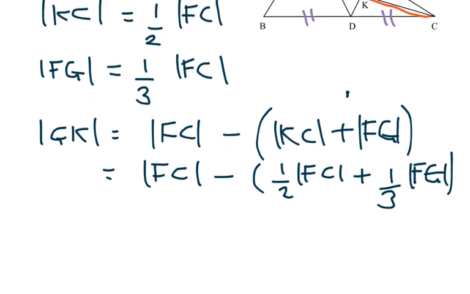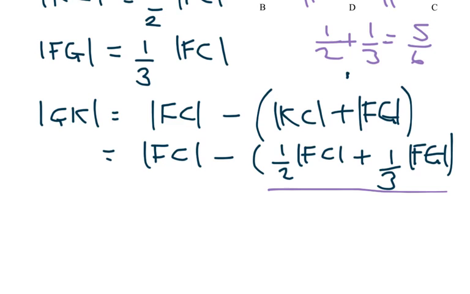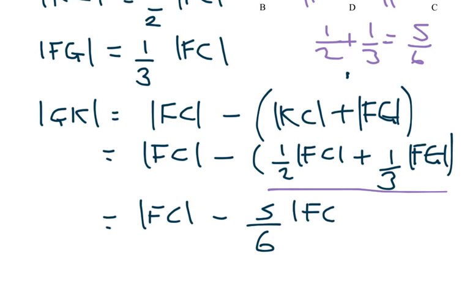So a good idea here is to add these two together. Now, what's 1/2 plus 1/3? You should know that. It's fairly straightforward. We should end up with 5/6, if we multiply the first fraction by 3/3 and the second fraction by 2/2. So what we've ended up with then is FC minus 5/6 of FC. And I think we found what we're looking for, which equals 1/6 of FC. Okay, that wasn't too painful.